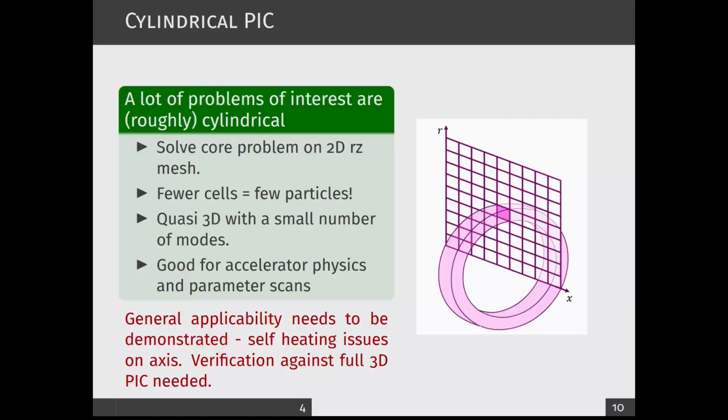Okay, so I guess a quick check. Did anyone know there was a cylindrical version of EPOCH? Not you. Well, I guess like new. You can keep your hand out. Yeah.